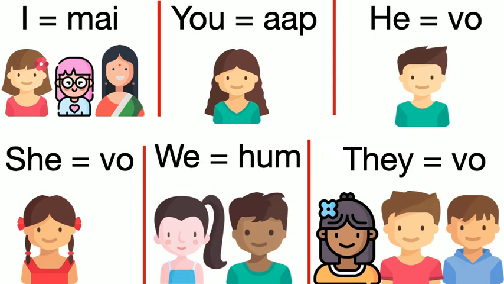So, as you'll notice when we look at the chart again, he, she, and they all become wo in Hindi. The subject pronouns he, she, and they become wo in Hindi. That makes things a little bit easier, right?